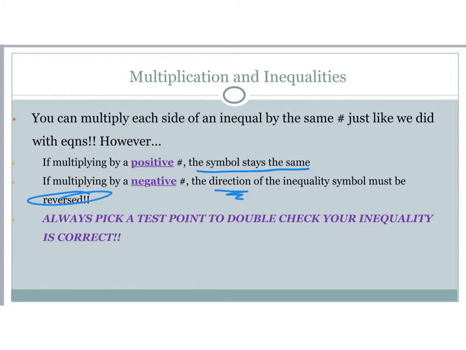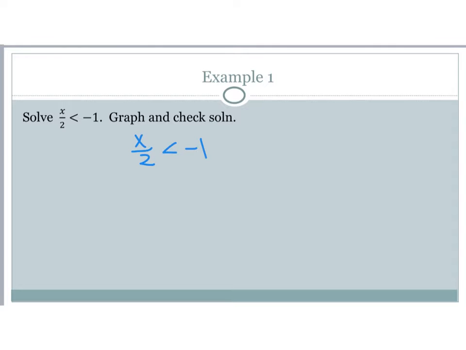A way you can always double check your work is to pick a test point and double check that our inequality makes sense. So let's go ahead and look at a few examples. For this example, it says solve x divided by 2 is less than -1.